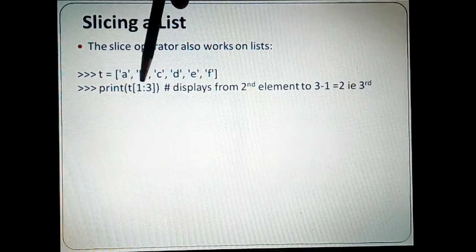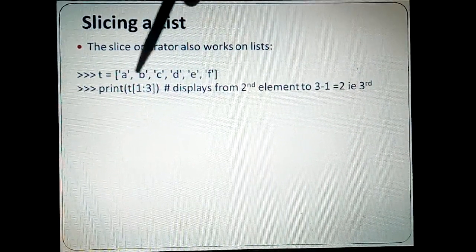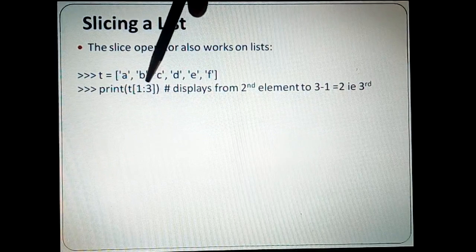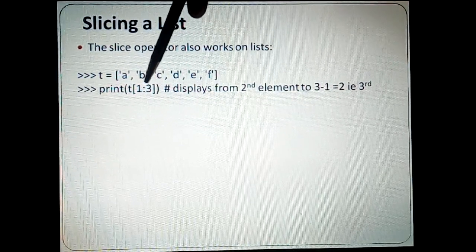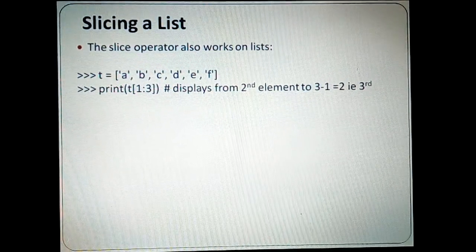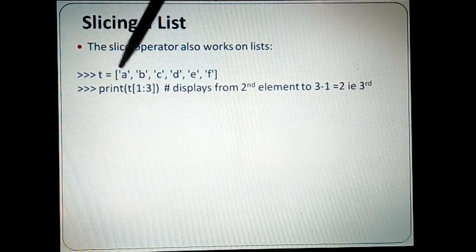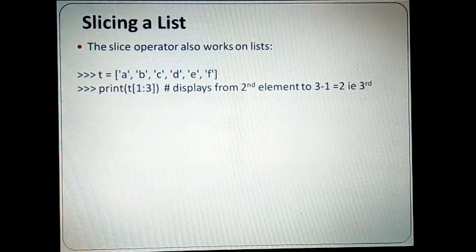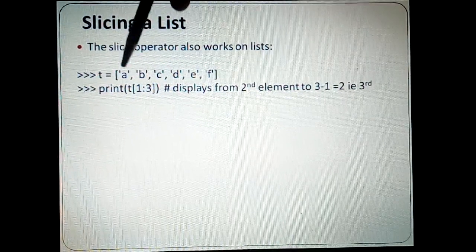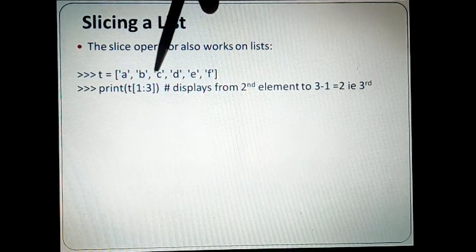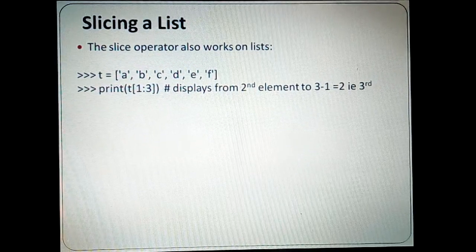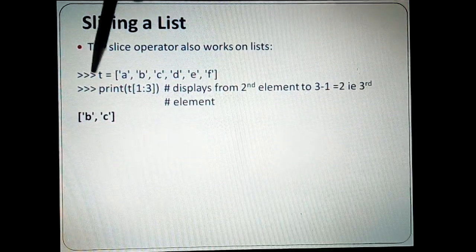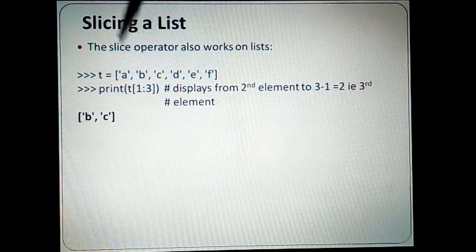So if I say print T of 1 colon 3, then it would display from index 1, and you know that the last index is 3, so it will be 3 minus 1. From the previous lecture you can refer to how strings and lists are displayed when you use this indexing mechanism. So I would get index 1 and 2, that is B and C only, as the two items in the output. So this is the output that you get as far as slicing is concerned, T of 1 colon 3.